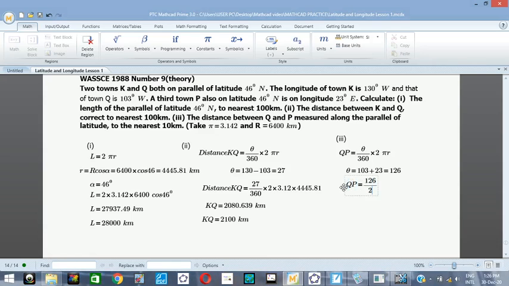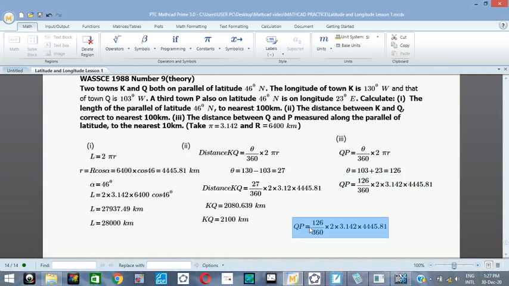which is 126 divided by 360 degrees times 2 times 3.142, then times, we now conclude by taking your small r, because they are standing on the small circle, which is small r, and that is this value we got here, which is 4444.81. So if you solve this down, let me still copy it out because of time. If you solve this out, you're going to get your answer like this.